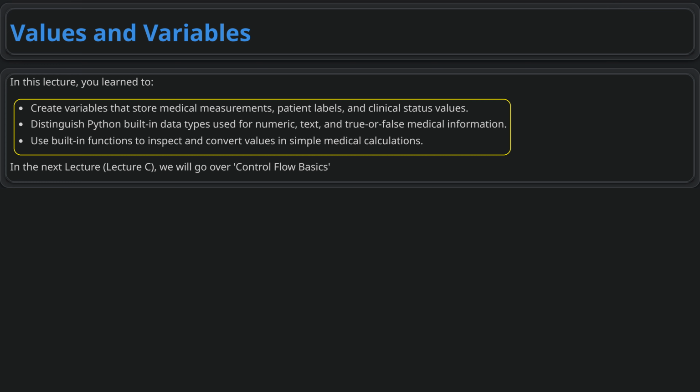In this lecture, you learn to create variables that store medical measurements, patient labels, and clinical status values. Distinguish Python built-in data types used for numeric, text, and true or false medical information. And use built-in functions to inspect and convert values in simple medical calculations. In the next lecture, Lecture C, we will go over control flow basics.